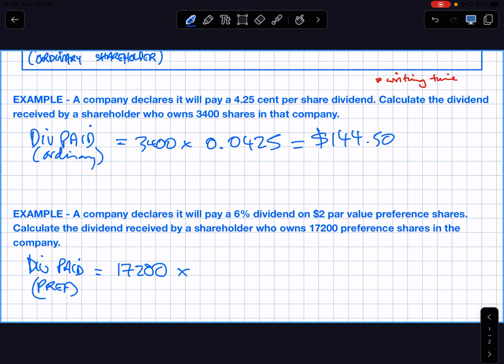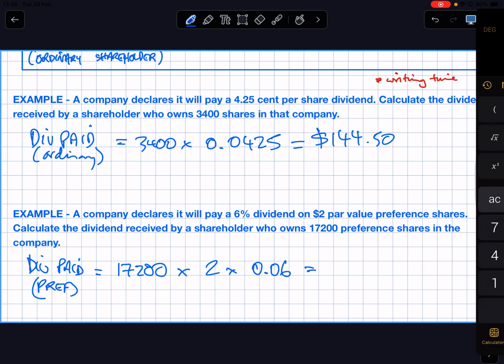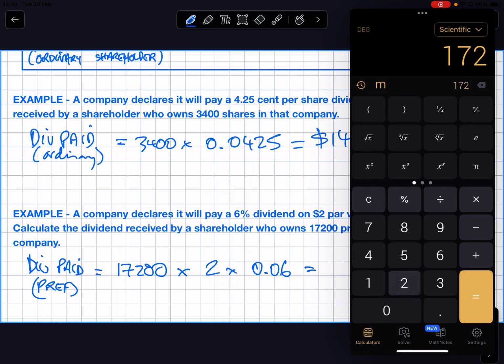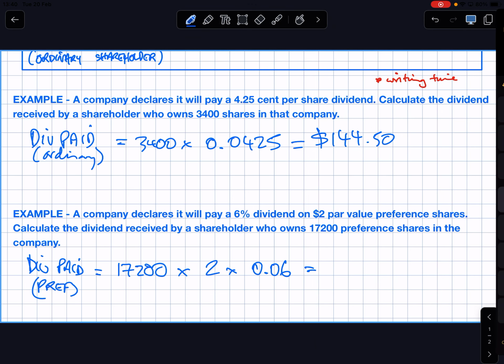What's the par value? How many dollars? $2. Times by the dividend rate, which is 6%. What is 6% as a decimal? 0.06. So that's the working out. 17,200 times by 2 times by 0.06. So that preference shareholder is going to get $2,064 dividend. Why is it so much more? Because they got a truckload of shares, 17,200. And they're also guaranteed to get them.